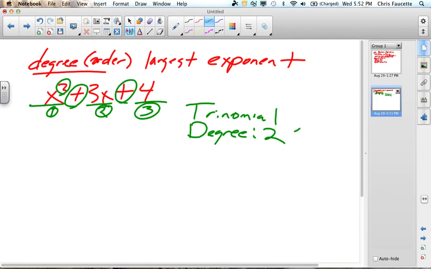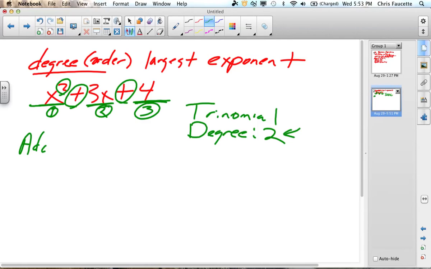This is going to come into play later on, especially when we deal with higher order polynomials. This tells you how many zeros, potential zeros you have. Okay, so that's our degree, and this is how you do it. So term 1 will be x squared, term 2 is 3x, term 3 is 4.